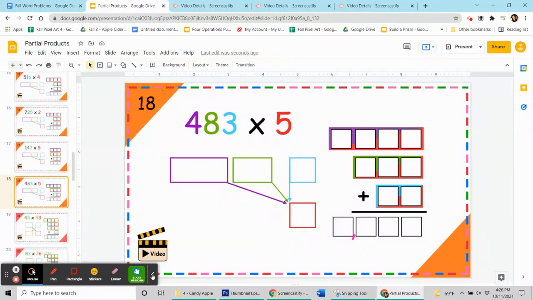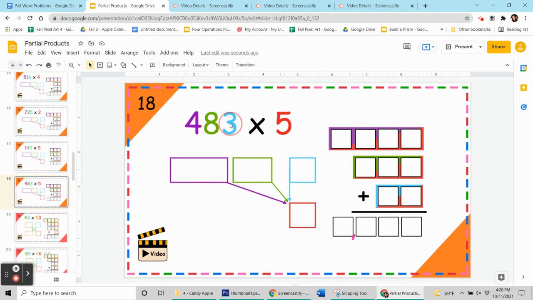Hi everybody, we're doing partial products for multi-digit multiplication. So our first step is to take the 483 and put it in expanded form because we're trying to break it up into parts. So we're going to do each box.